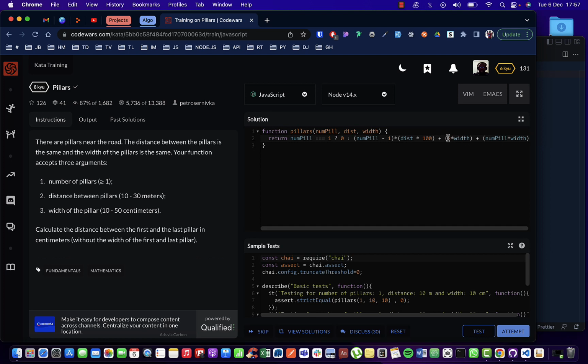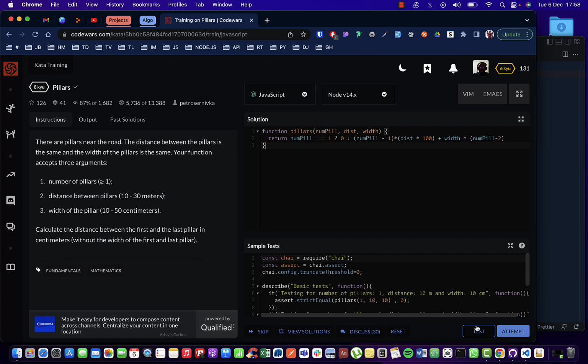We'll have num_pil minus, we will just have width that way times num_pil minus 2, something like that. So if we are to refactor that, that's what we've been able to get. I believe this should take care of the challenge, because we found the total distance between the pillars, and now we've been able to consider the width of all the pillars, and we subtracted the first and the last pillar width.